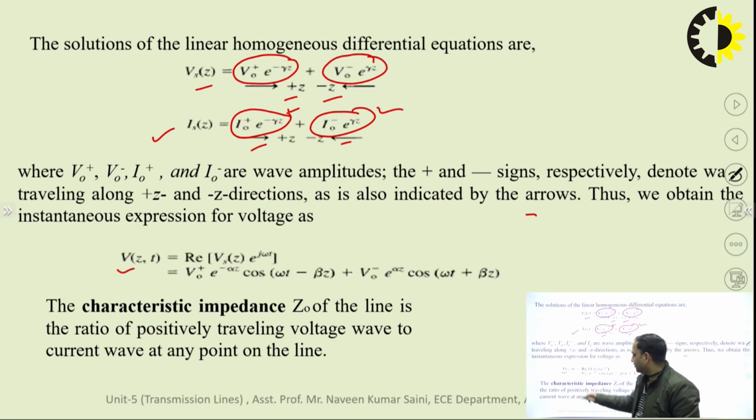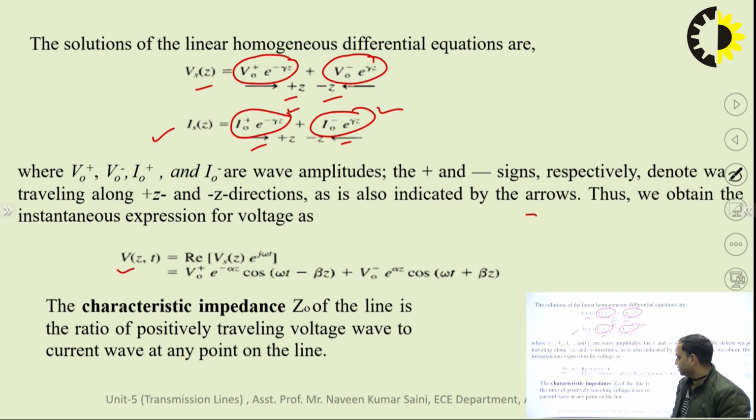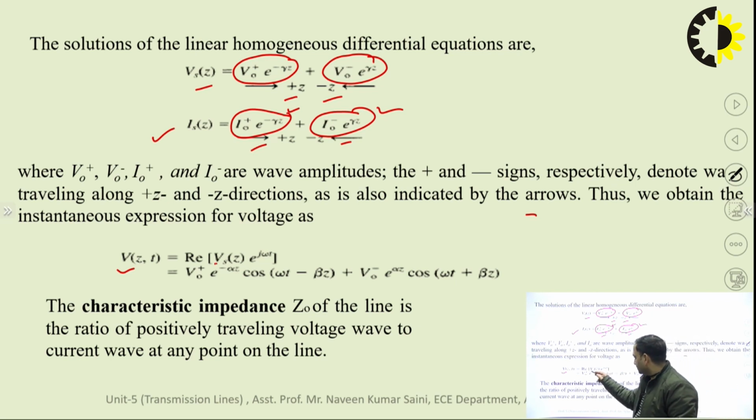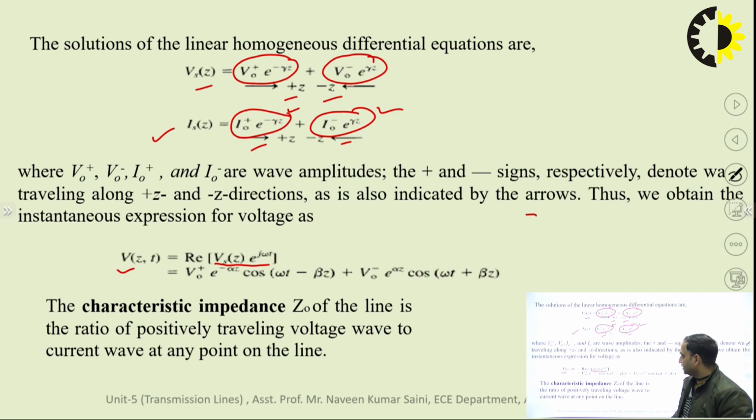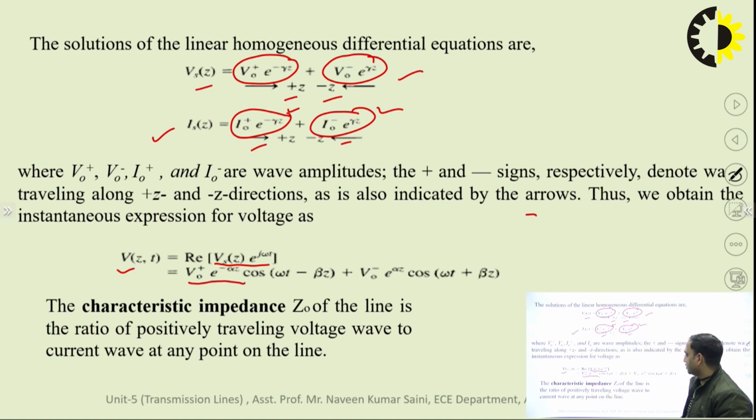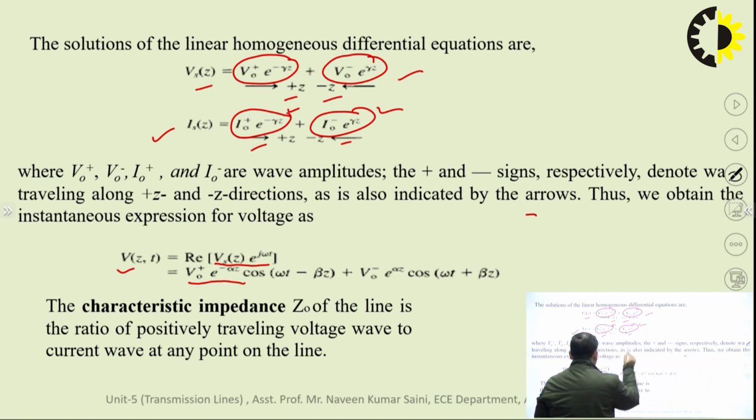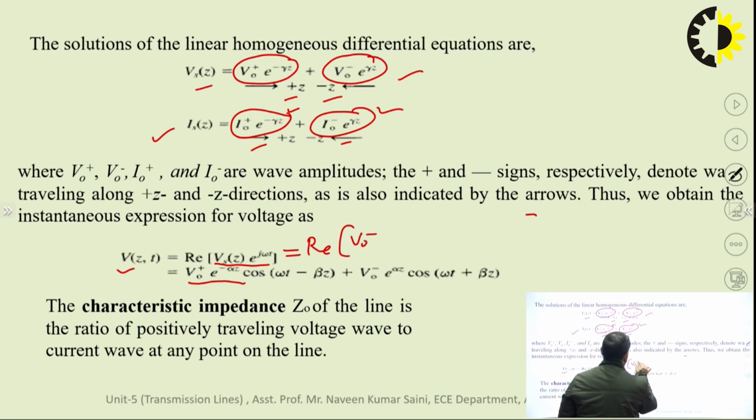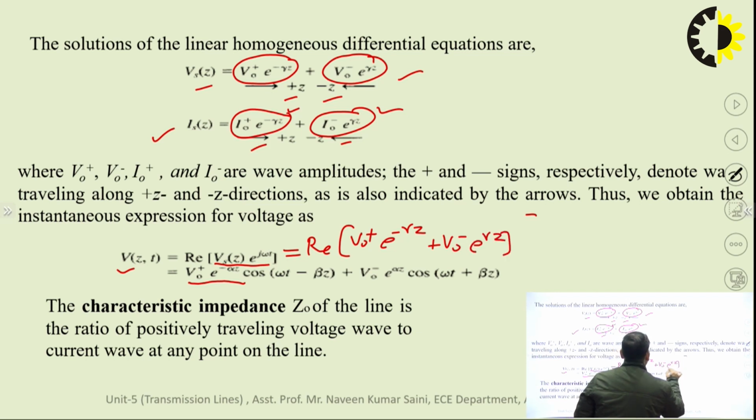We obtain the instantaneous expression for the voltage. So the instantaneous value is the real part of Vs(z) e to the power j omega t. So when we represent this in sine and cosine terms, we take Vs(z) from this equation and take the real part of it. Then the equation we get for the real part is V naught plus e to the power minus alpha z cosine (omega t minus beta z). So in place of this we can write the real part of Vs(z), which is V naught plus e to the power minus gamma z, plus V naught minus e to the power gamma z, into e to the power j omega t.